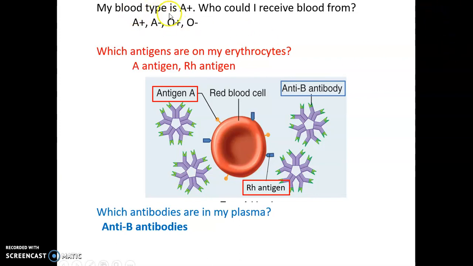So again, remember, your professor's blood type is A positive. If you ever end up giving blood transfusions to someone named Adam Majewski, remember, his blood type is A positive.